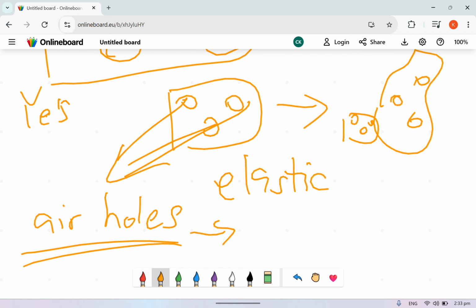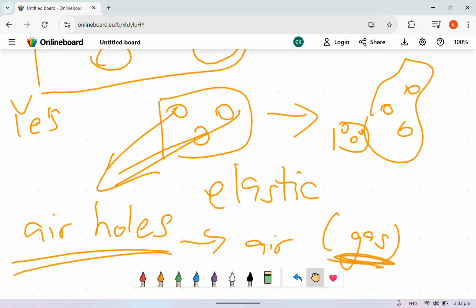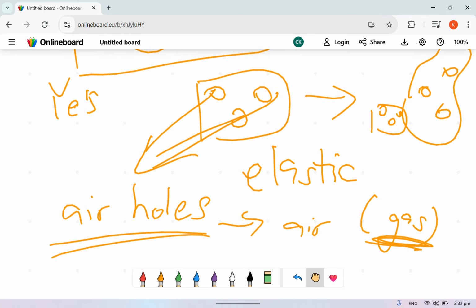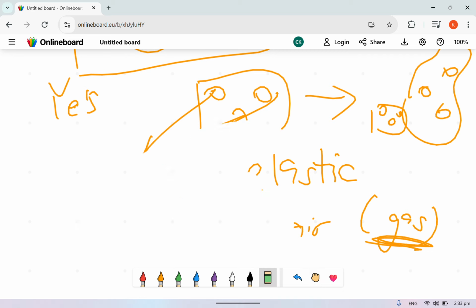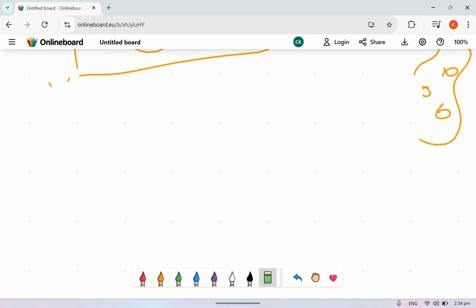And the air holes, of course, they contain air. And air is gaseous. So gaseous and solid, they are two completely different states of matter, which is why they have different characteristics. But if you just look at the sponge itself without taking into consideration the air holes, which I'm not supposed to take into consideration because we're only talking about the sponge in this case, then the sponge is solid. Okay, so don't get confused with this sponge thing.